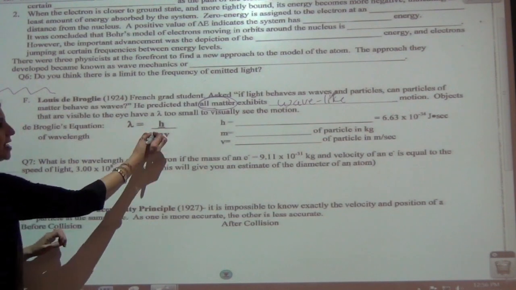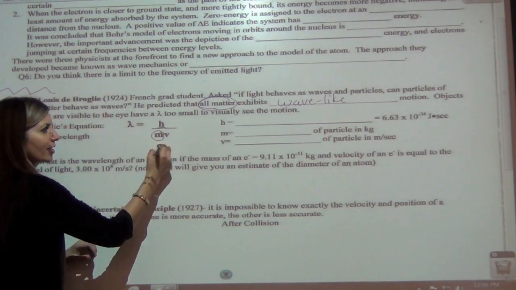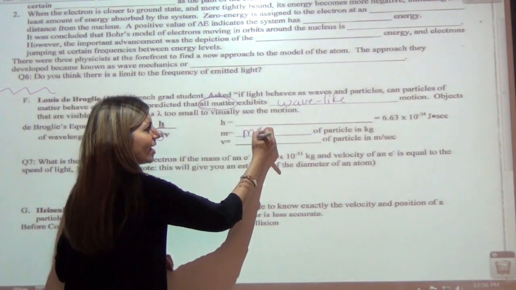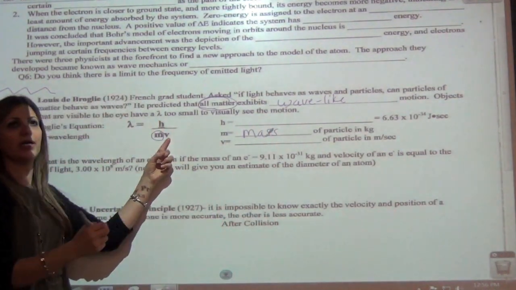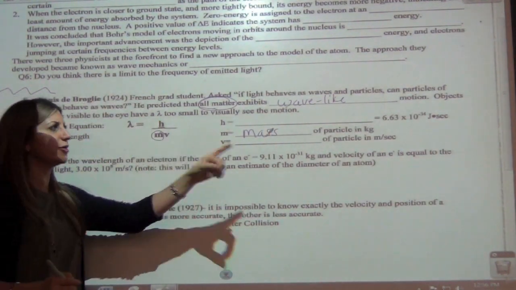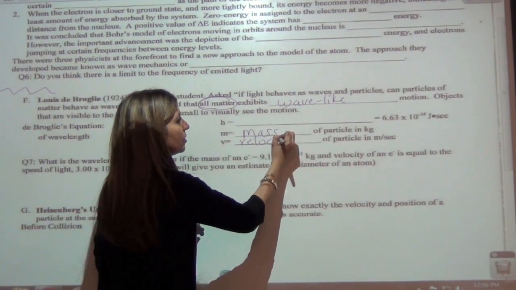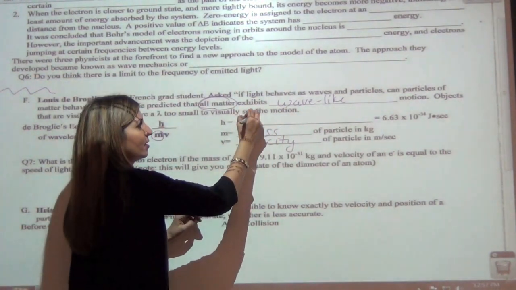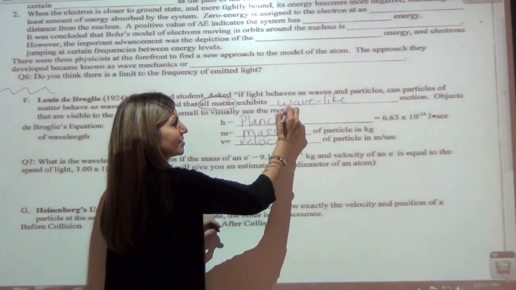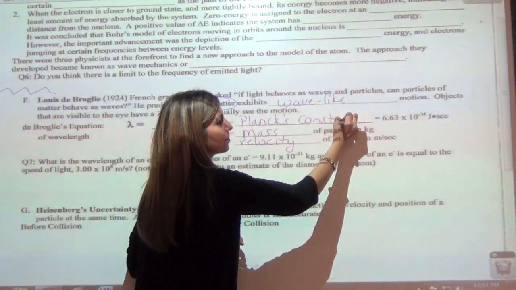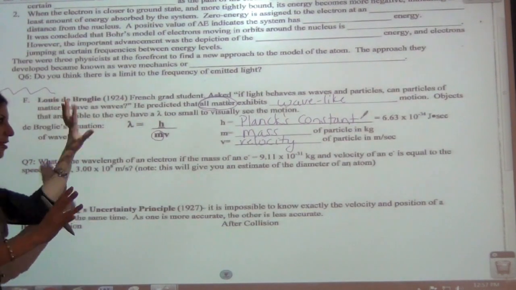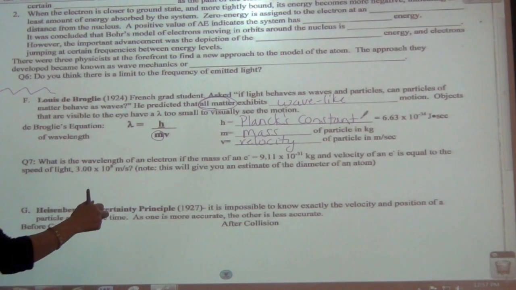So the question is, then why is it that everything doesn't look like it's moving in wave-like motion? What he said was, if the mass is too big, this is the mass down here, so this is m for mass. What do you think the v is for? It's not frequency, it's in meters per second. Velocity, awesome. What's this h? Whose constant? Starts with a p. Planck's constant. Now, you won't have to solve these problems. You just need to know how it works a little bit just to conceptually get the idea of it.